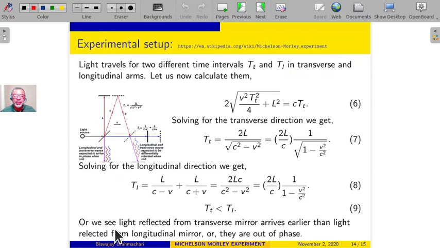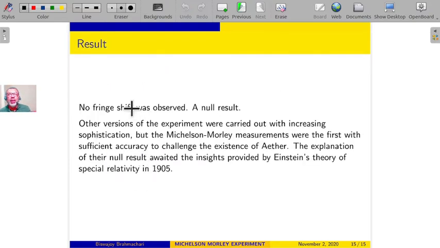That means the light reflected from the transverse mirror arrives earlier than the light reflected from the longitudinal mirror. So they are out of phase. If they are out of phase, then the central fringe will not be a bright fringe. So if you use Galilean relativity, then the central fringe will not be a bright fringe. But no fringe shift was observed in the Michelson-Morley experiment. So this was a null result. Null result means fringe shift was not observed.